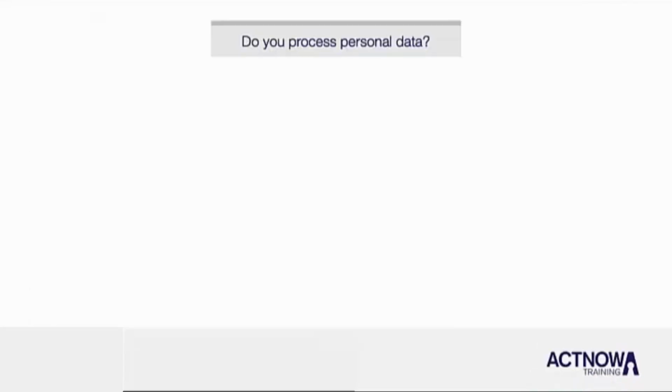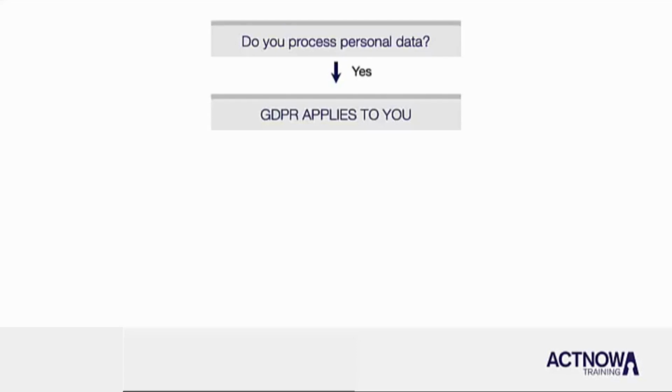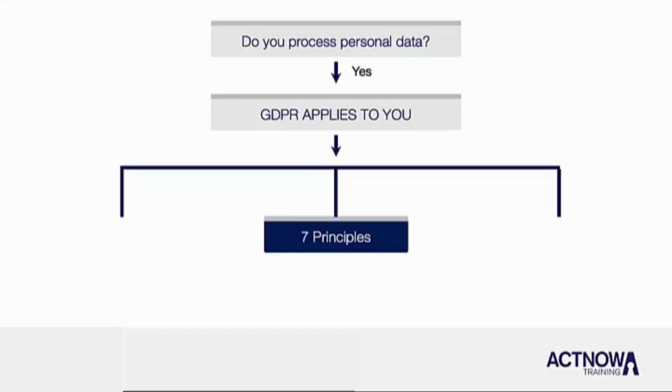The first thing to start with is, are you processing personal data? If the answer is yes, then GDPR applies to you and the requirements of the GDPR apply as well. With that comes the 7 principles, 7 basic rules for how you use and manage personal data. Also comes the data subject's rights and other things, including the fee. But we're going to focus on, for the purpose of this video, the 7 basic principles, and they are as follows.